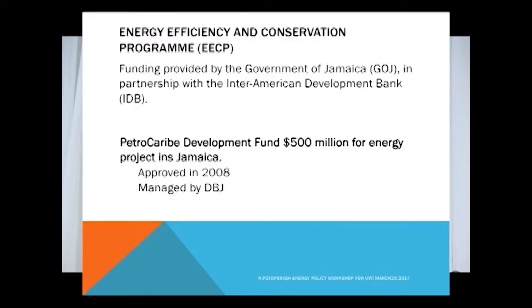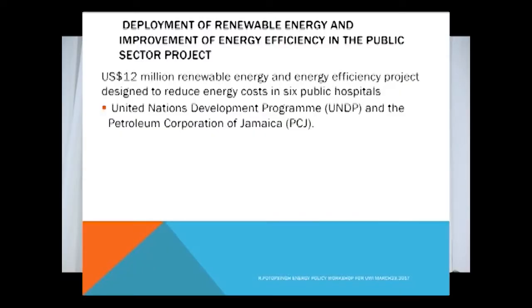These are funding. Dr. Green spoke briefly about funding and funding opportunities, but we have a Petro-Caribbean Development Fund for Energy, which again is quite an advanced situation for Jamaica to be in compared to the rest of the Caribbean. So we have other energy projects being funded by the GEF, and this one will look at the 12 million renewable energy project that will look at energy efficiency in hospitals and in the public sector.